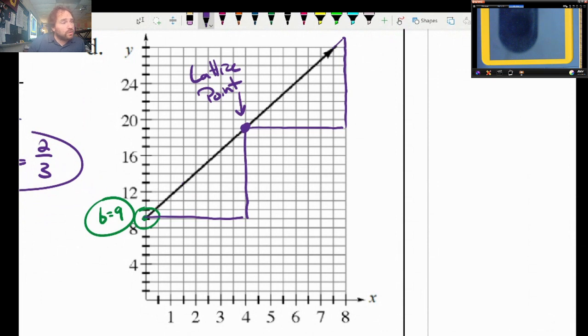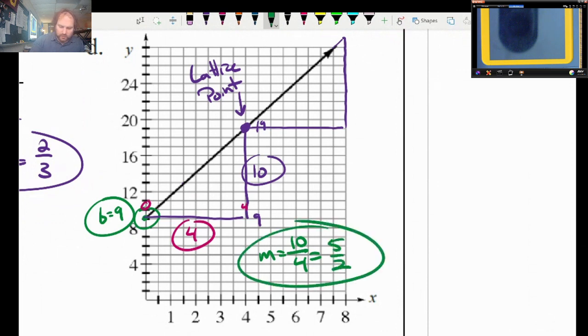So the change in y is going from 9 to 19. That's a change of 10. And the change in x goes from 0 to 4. That's a change of 4. So the slope in this case, m, is equal to 10 over 4, or 5 over 2. There we go. So the equation should be y equals 5 halves x plus 9.